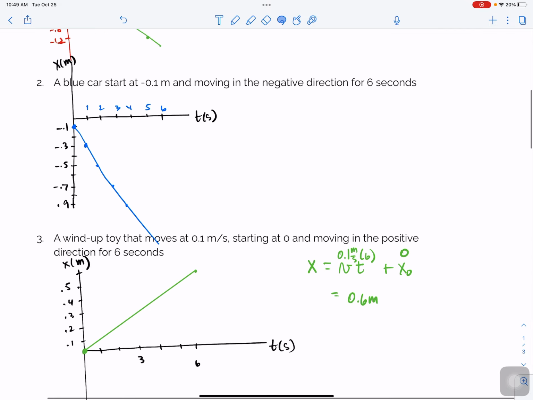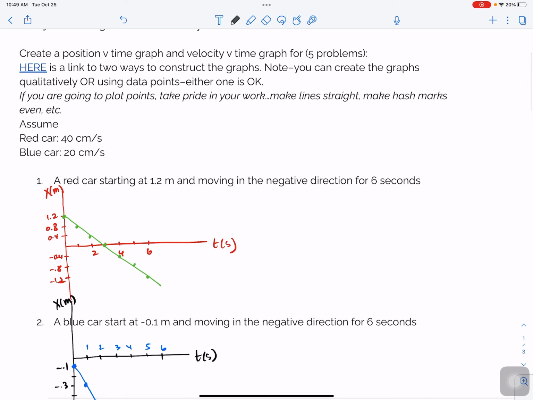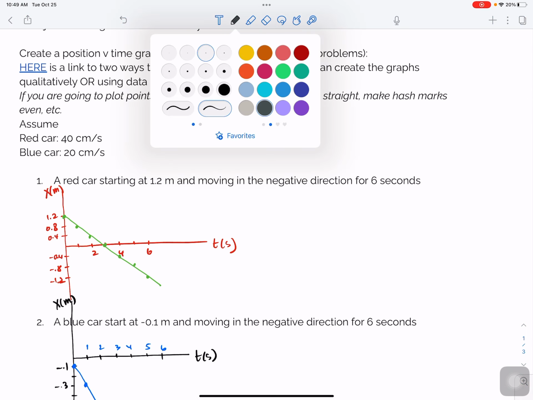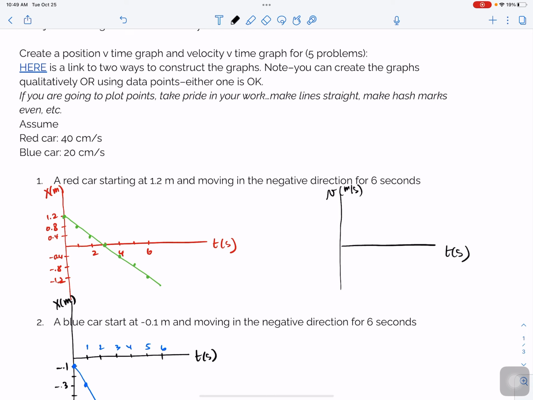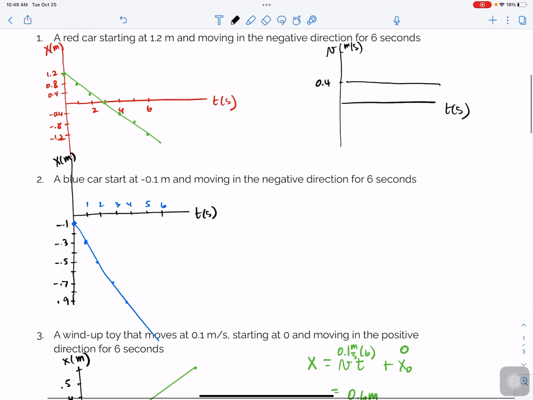All right, let's go back and add in velocities. So velocity, oops, and do black. So velocity graphs are super simple. So meters per second, time in seconds. So we have the red car, 1 hash mark, 0.4, and we draw a straight line. Okay. Blue car, oh, wait a minute, moving in the negative direction. Looks like that.